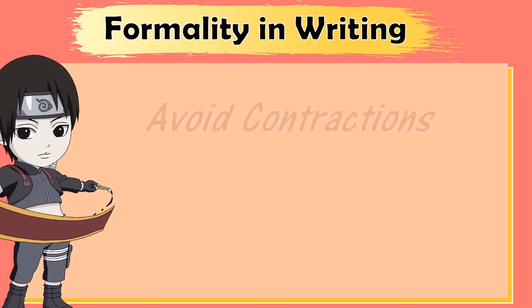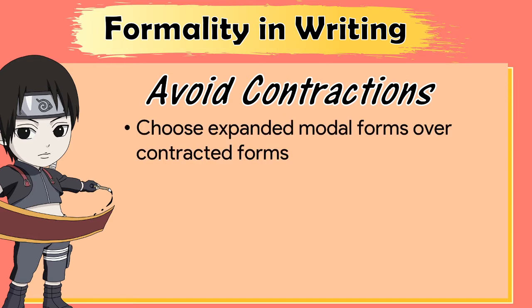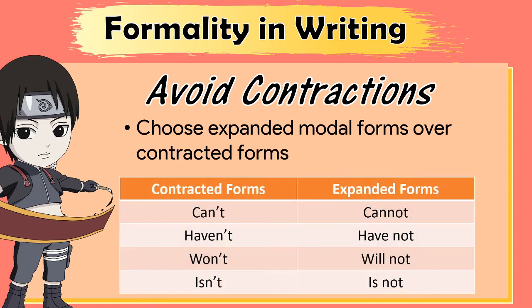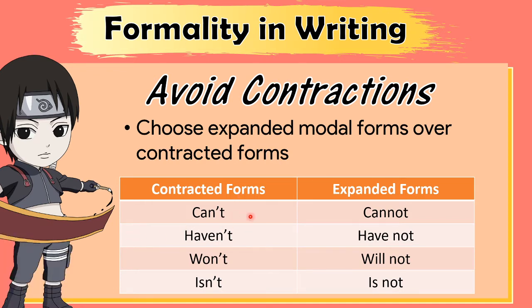So the first one is avoid contractions. What are contractions? You need to choose expanded modal forms over contracted forms. Here are some examples. Instead of using can't, you should write the word cannot. Instead of using haven't, you should write the words have not. And instead of using won't, you should write the words will not. So avoid using contractions in writing a text.